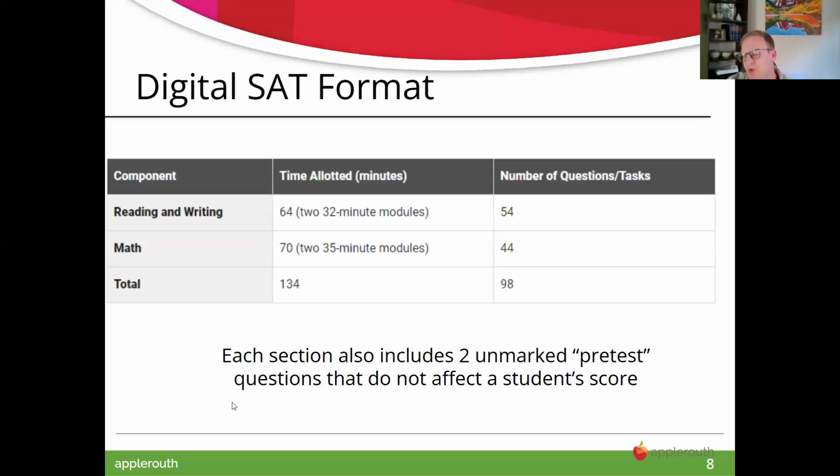Modules 1 and 2 are both verbal. They both have 27 questions. And we're going to look at each question type and how it's broken down. So it's 27 questions in 32 minutes for the first two modules, and 35 minutes for 22 questions for modules 3 and 4.